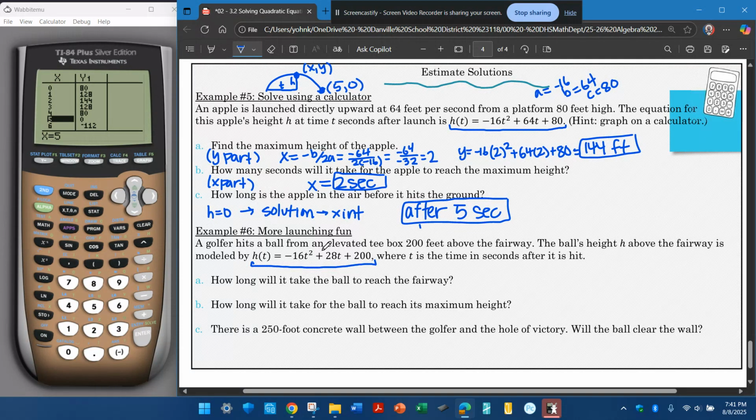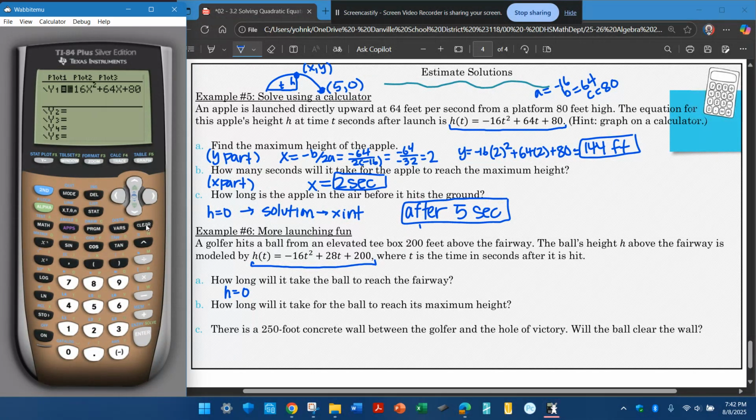Sometimes they'll tell it to you, sometimes they'll just put it in the equation. And that negative 16 is your gravity. So all of these numbers mean something. They don't just randomly happen. How long will it take the ball to reach the fairway? So the fairway is another way of saying the ball hits the ground. And if the ball hits the ground, the height is 0.